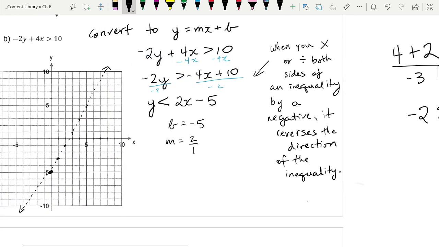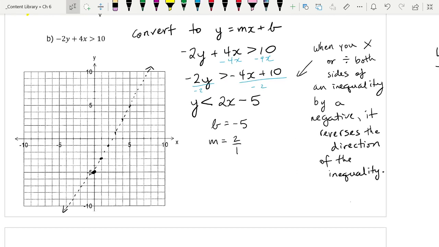You were supposed to be introduced to it for the first time in grade 9. And I'm almost done my question. I'm actually not done it yet. I still haven't decided which side we're shading. Guess what I'm going to try to test with? My go-to, (0, 0). The only time I don't use (0, 0) is if the line happens to go through (0, 0), in which case I've got to pick something else. And you can pick anything you want. I like working with (0, 0) because it's super easy.